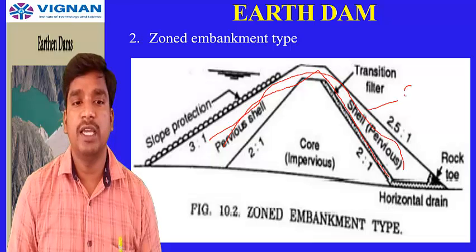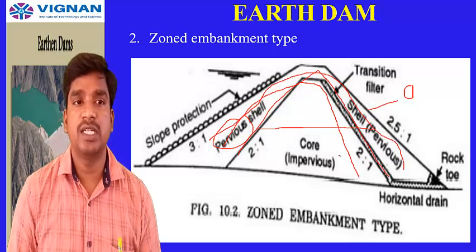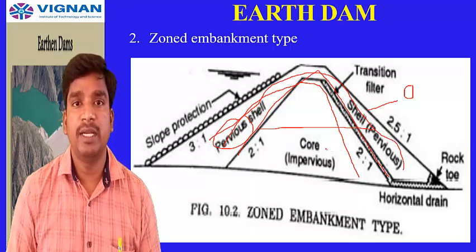Okay, now coming to the inner core, whatever this core is, this is an impervious core. Water cannot pass through this, whereas the outer shell is a pervious one. Water is flowing through this pervious type of material. So we are forming two different zones, and that is the reason we call it a zoned embankment. Two types of materials are used here.